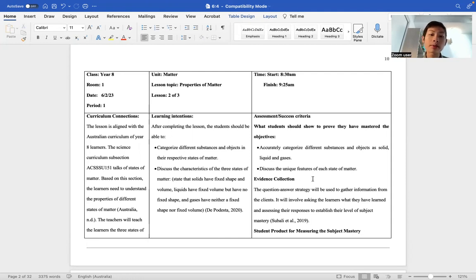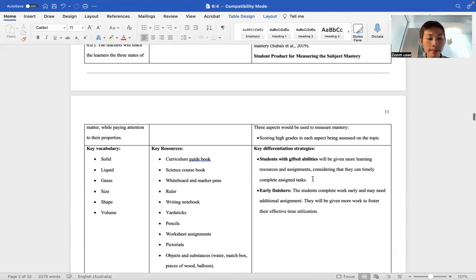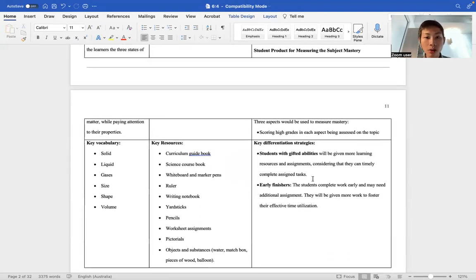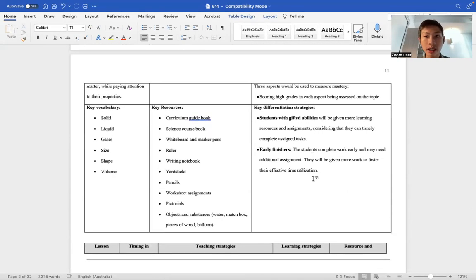So I shall be using the question-answer strategy, which will be used to gather information from the learners. It will involve asking the learners what they have learned and assessing their responses to establish their level of subject mastery. All right, moving forward, I shall be using similar resources, but in this case, key differentiation strategies will be students with gifted abilities and early finishers.